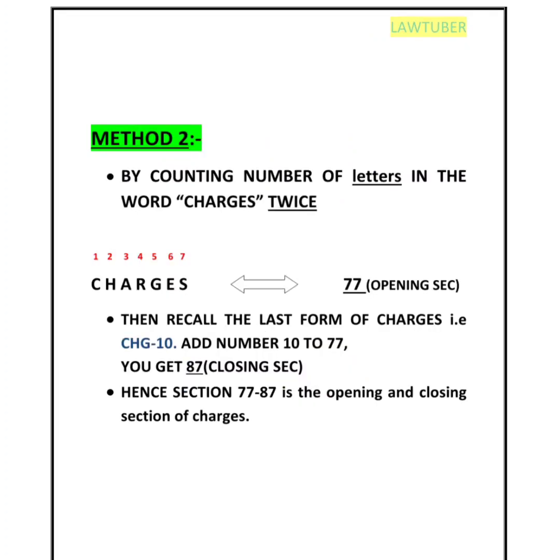Method 2, you are not a sports fan. Then in such a case, you just count the number of letters in the word charges twice. The number of letters in the word charges is 7. So you get 7, count it again, you get 7. 77 is the opening section. Now recall the last form of charges, that is CHG 10. So add the number 10 to 77, get 87. Hence 77 to 87 is the opening and closing section of charges.